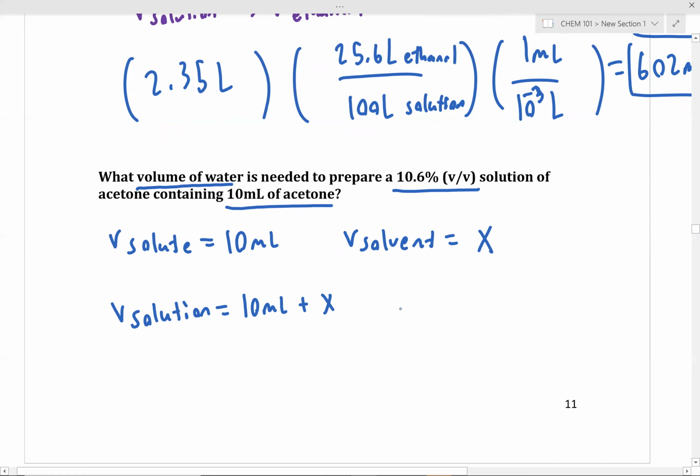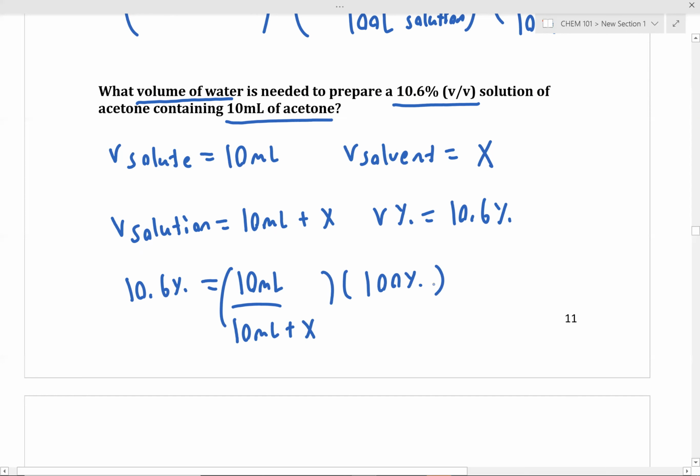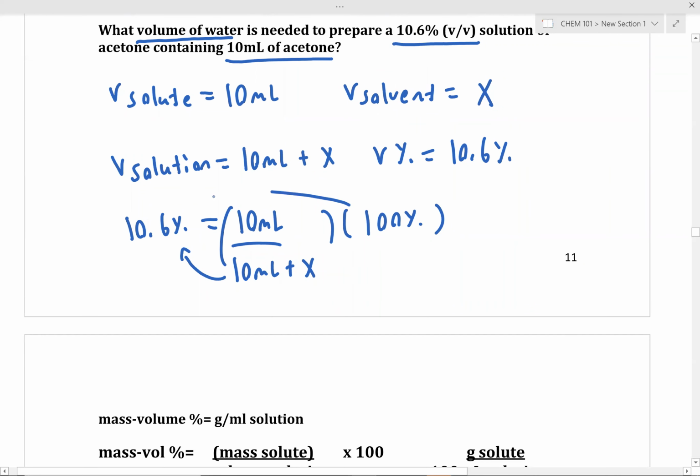Okay. We also know that our volume percent is 10.6%. So we have all the information we need to write an equation that we can solve. So we know that 10.6% is equal to the volume of our solute, which is 10 mL, over the volume of our solution, which is 10 milliliters plus X, times 100%. Okay, from this, we can now solve it algebraically by moving over the bottom term and the percentage term. We in turn get 10.6% divided by 100 times 10 milliliters plus X is equal to 10 milliliters.